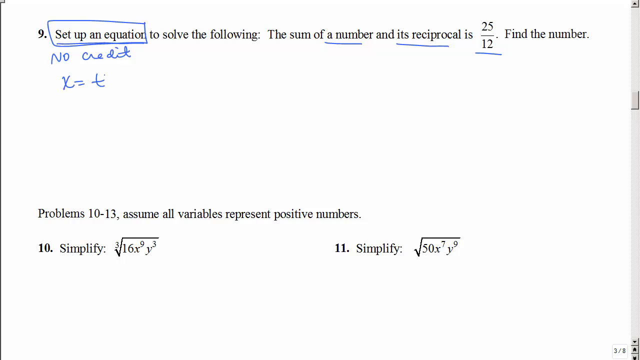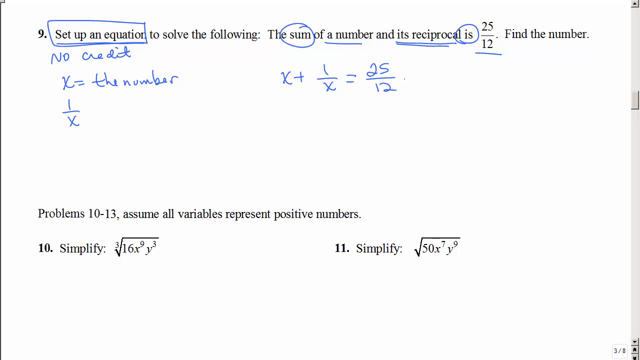So if I let x be the number, what is its reciprocal? Well, what is the reciprocal? That's the reciprocal. What are we going to do with those two things? We're going to add them together. Is equal. So that's the equation that we're looking for.